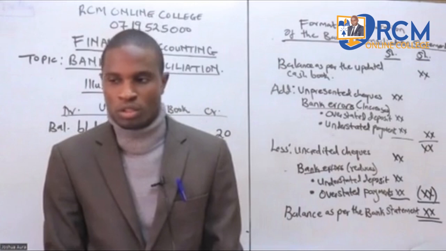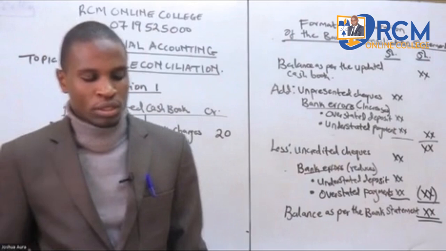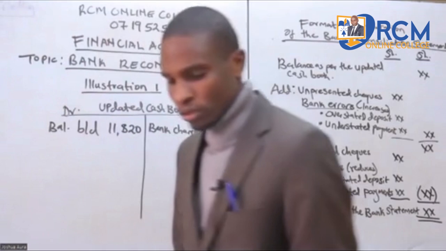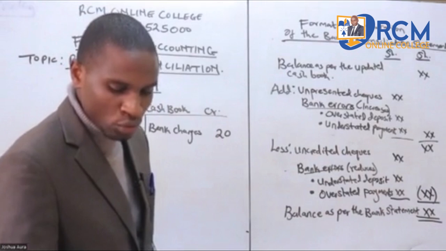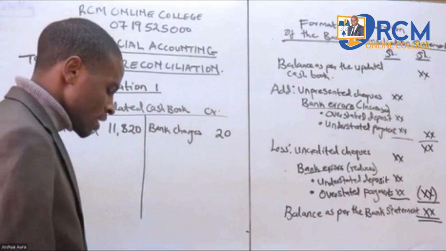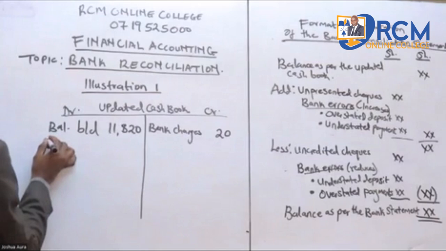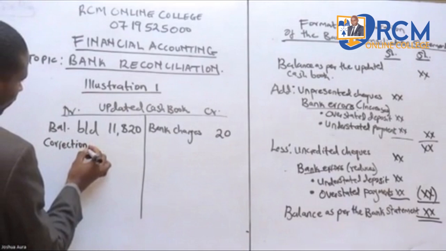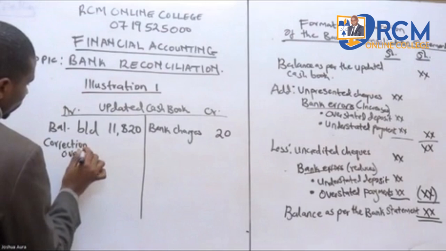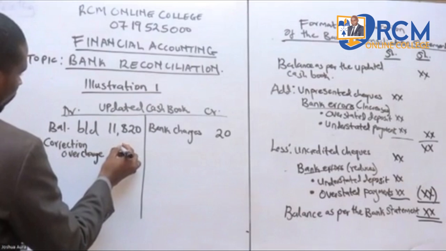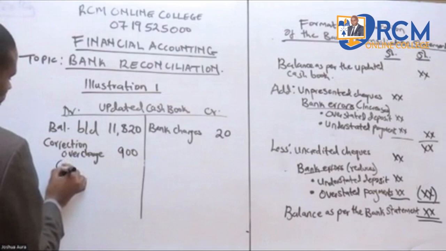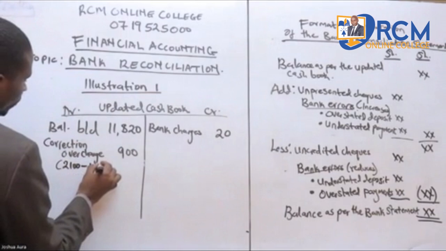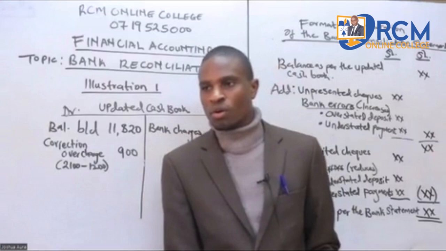We are told that there was a problem, an error of transposition. This transposition error from 1200 to 2100. So the difference is what we will call a correction of overcharge. We have 2100, you get the difference minus 1200. You get a correction of overcharge, that will be 900. How did we get to this? It is 2100 minus 1200, so that we can get the amount that it was overcharged with.